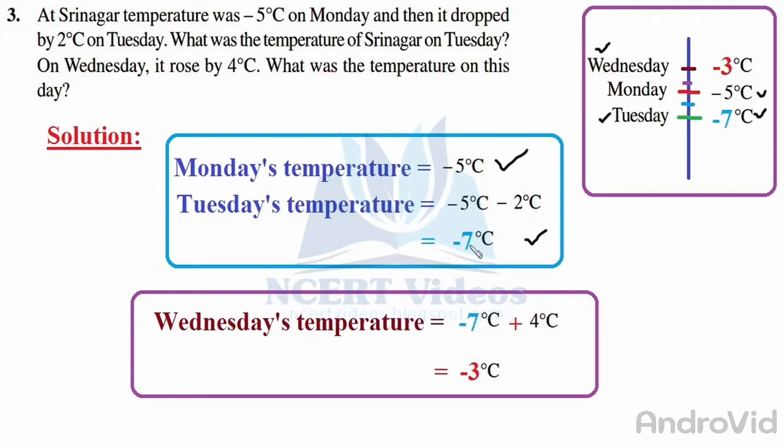So this is the logic behind this question. You can see here, the greater sign is minus, so minus will come in the answer, and signs are different, therefore we have to subtract. So 3 degrees Celsius in negative is your temperature on Wednesday, and that was your question number 3.